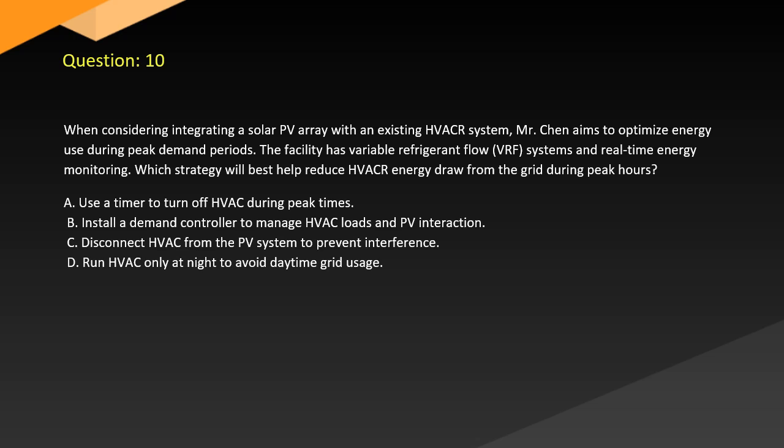A. Use a timer to turn off HVAC during peak times. B. Install a demand controller to manage HVAC loads and PV interaction. C. Disconnect HVAC from the PV system to prevent interference. D. Run HVAC only at night to avoid daytime grid usage.